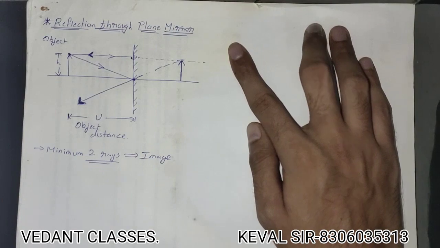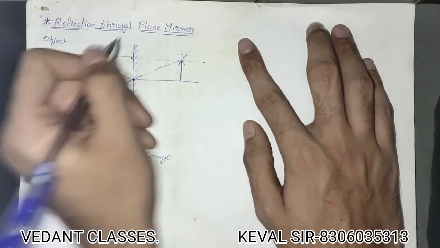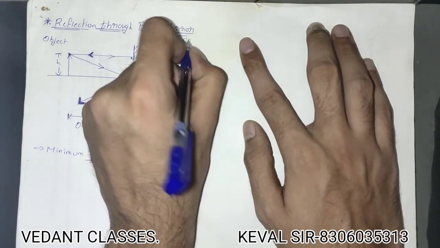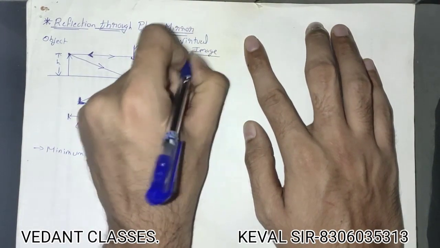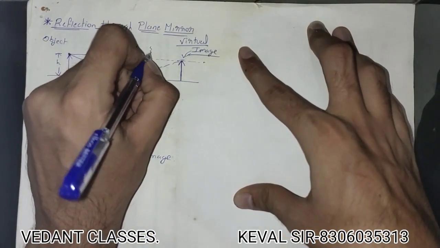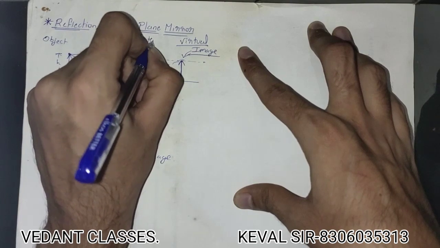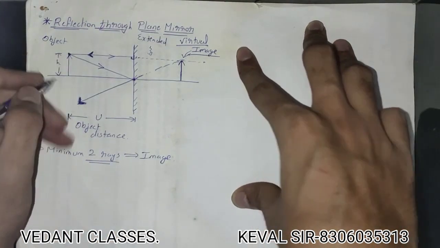Now see, we extended the light rays behind the mirror. Okay, so that is the reason we got the virtual image in this case. Okay, so we will get the virtual image because we extended the light rays. It is not intersecting directly, as these are the diverging rays.